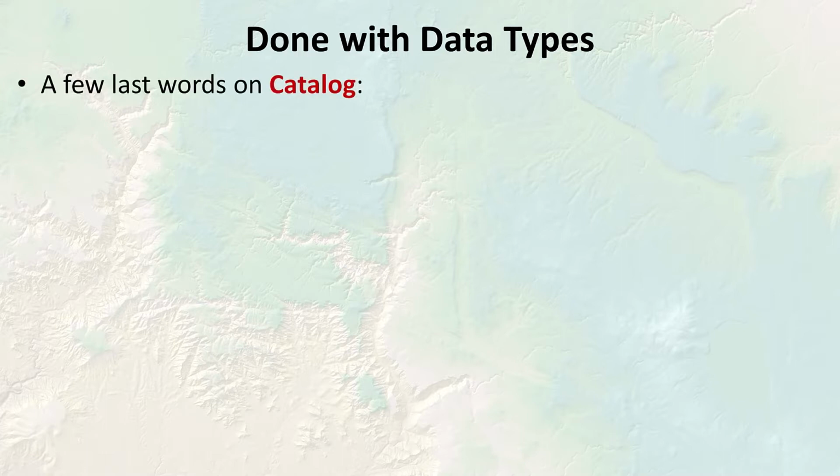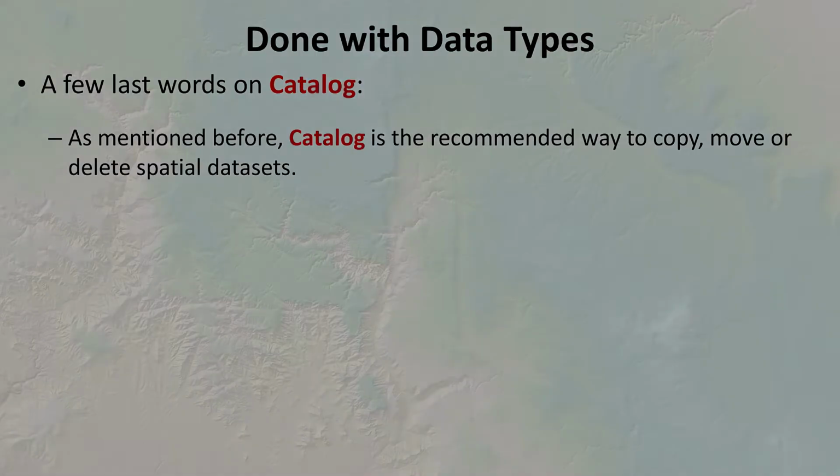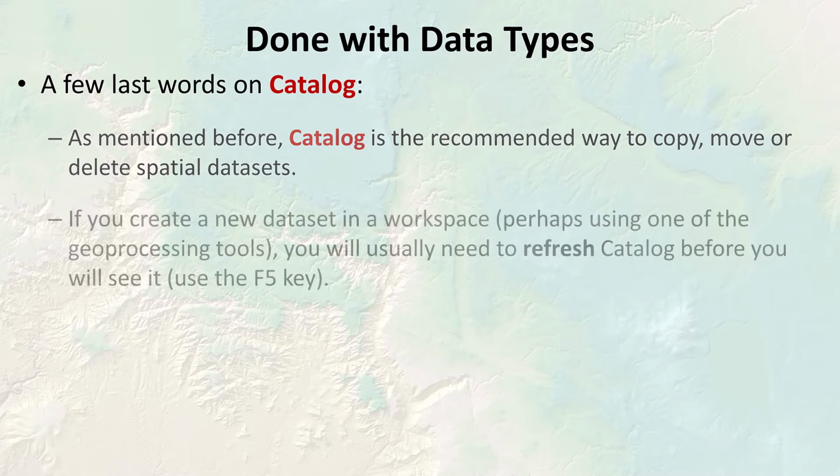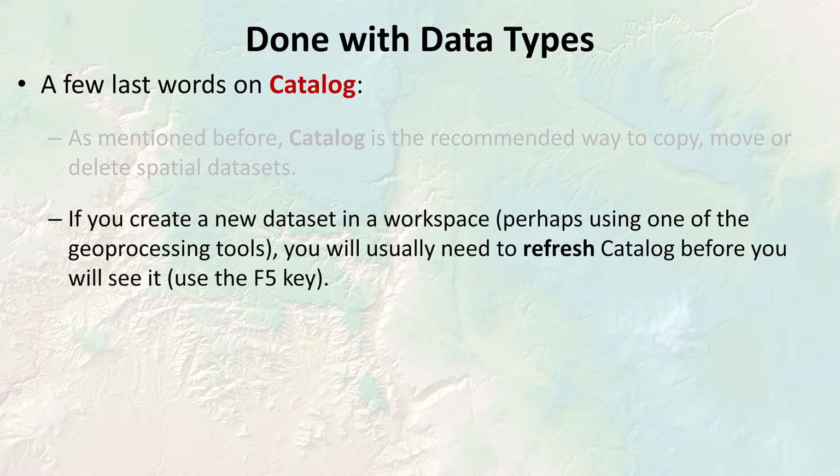I do want to briefly mention a couple of things about catalog, though. As we've mentioned before, catalog really is the best way to move around data, to copy it, to delete it. If you're going to try and do that out of Windows File Explorer, you're almost certainly going to mess things up or corrupt things. It's tricky to work with spatial data, and catalog is the thing to use for it. However, GIS doesn't always know it when you have done stuff to a workspace. If, for example, you've copied something into a folder using Windows File Explorer, catalog may not know it.